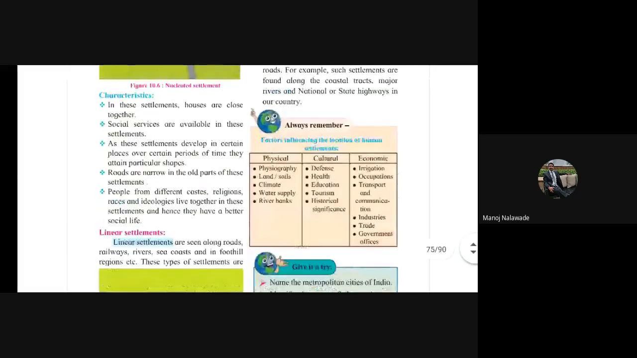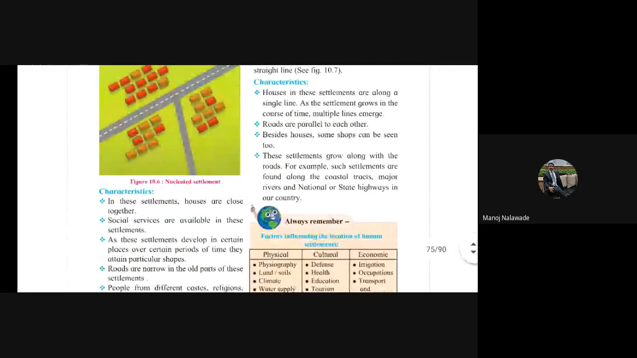In these settlements, houses are close together. See here, houses are close together. Social services are available in these settlements. So what are social services? Drinking water facility, vegetable market facility, transport facility. These are the social services available at those places. Even hotels are there.